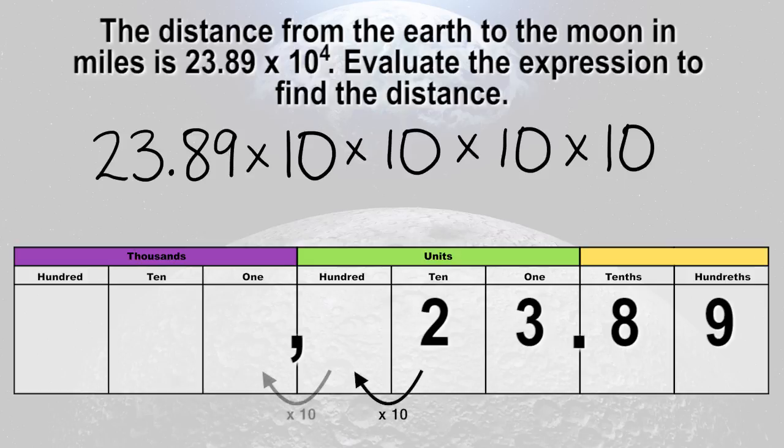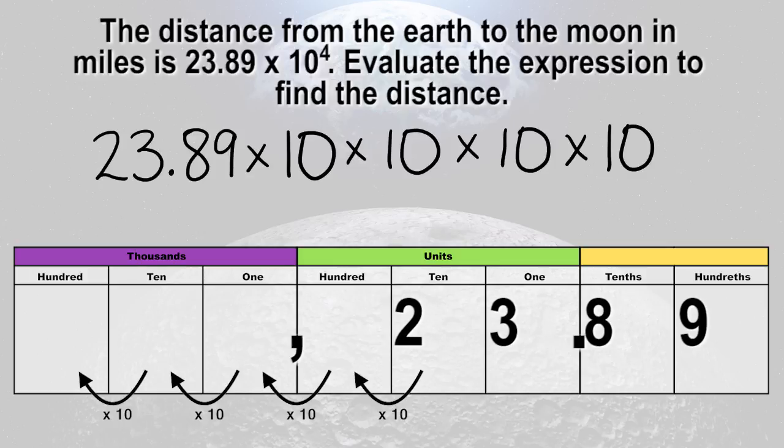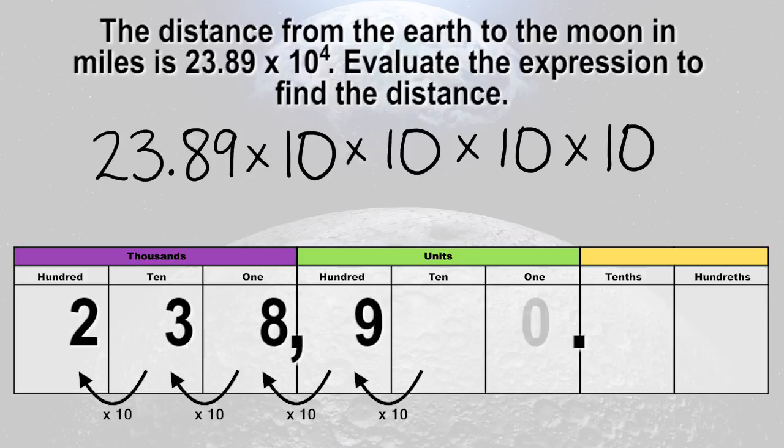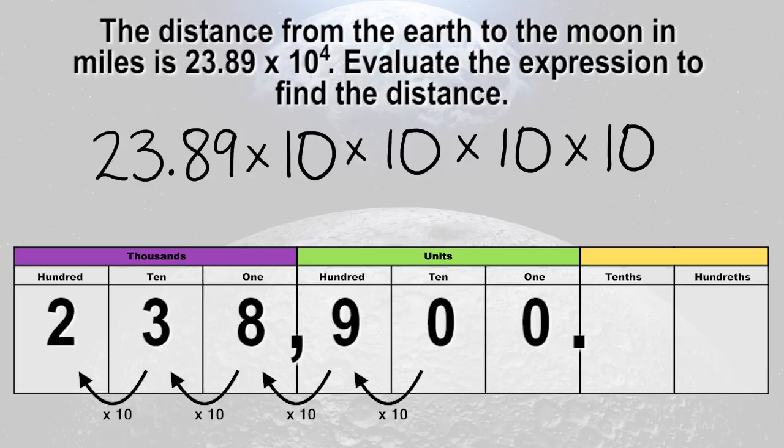Every time we multiply a number by 10, the digits move one place to the left. Since we are multiplying the number by 10 4 times, we need to move the digits to the left 4 times. The distance from the Earth to the Moon is 238,900 miles.